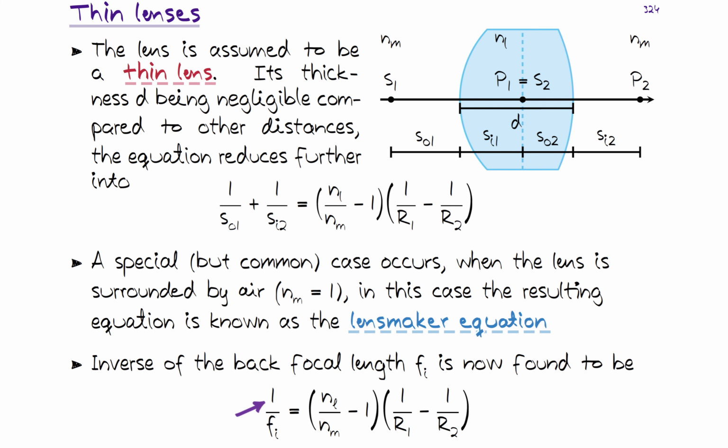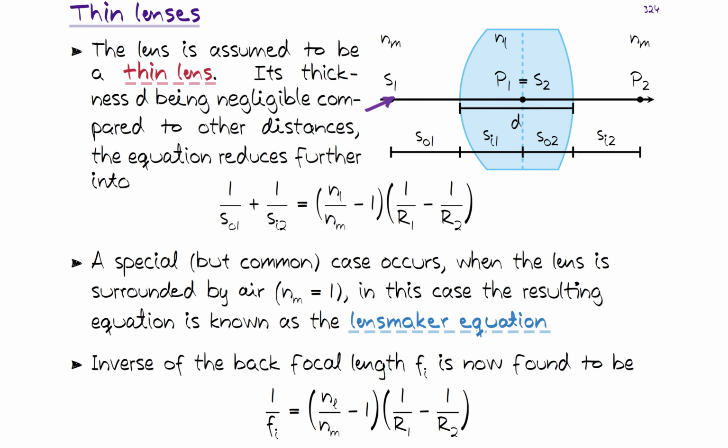Now what we are calculating is the inverse of the back focal length. We can just solve that from this equation by using the same formalism we used for a single interface, so that we take our rays that are propagating along the optical axis before they hit the lens.